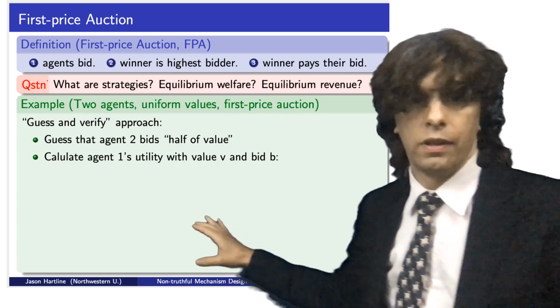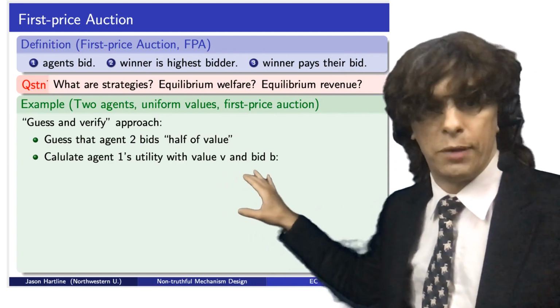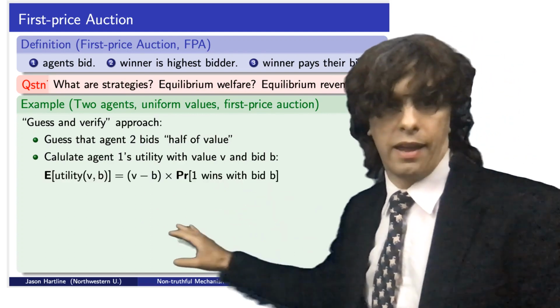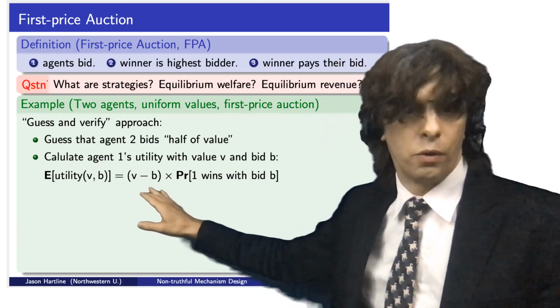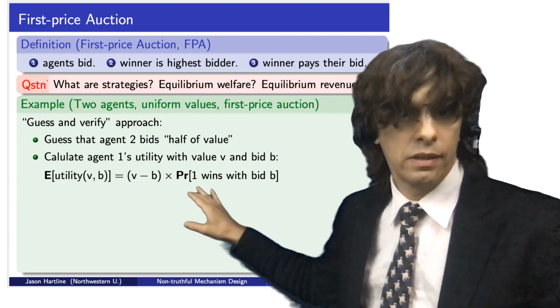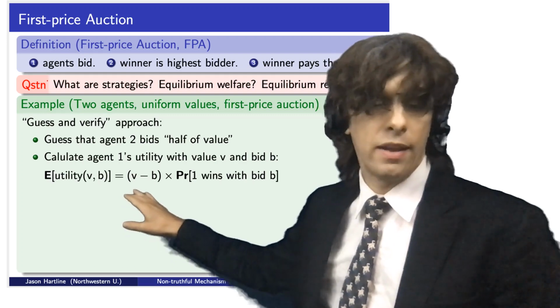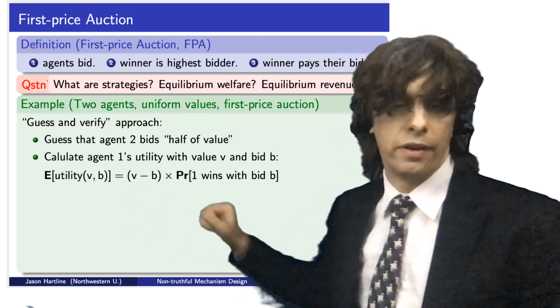Okay, so agent 1's utility with value V and bid B we'll calculate, and that utility is given by this formula. If the agent wins with their bid, then their utility is the value that they get for winning minus their bid, because they only pay their bid if they win.